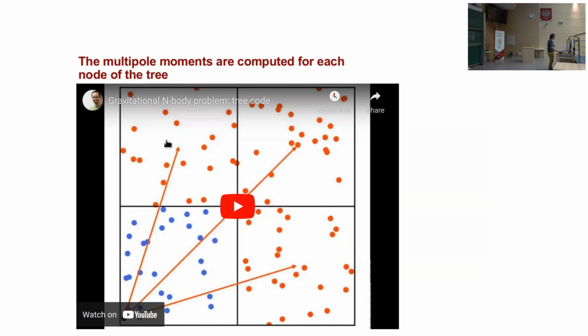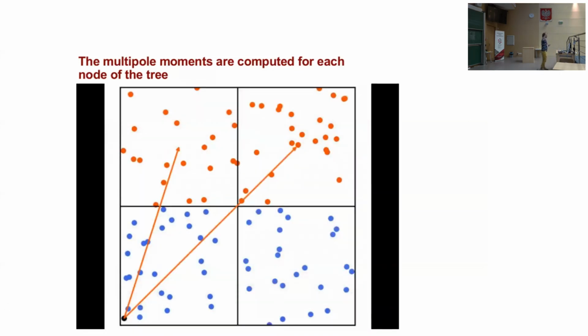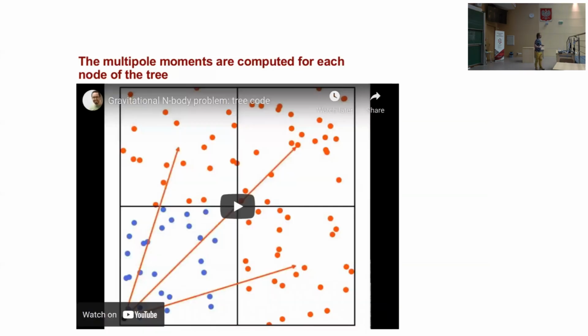Just to see more or less how this works. Where's my cursor? Is this the most simple? So, yes. We compute the forces on the black particle. From the distant pieces of the boxes, we just take the multipole, and from the local ones, because the angle is large, we need to open the tree and then use the local multipoles. And for the most nearby particles, we directly compute the forces. So even though the math looks a bit complicated, the idea is very simple, and it's well known from the computational sciences.